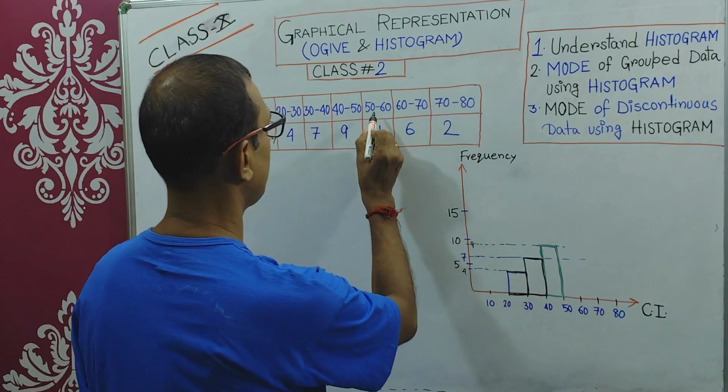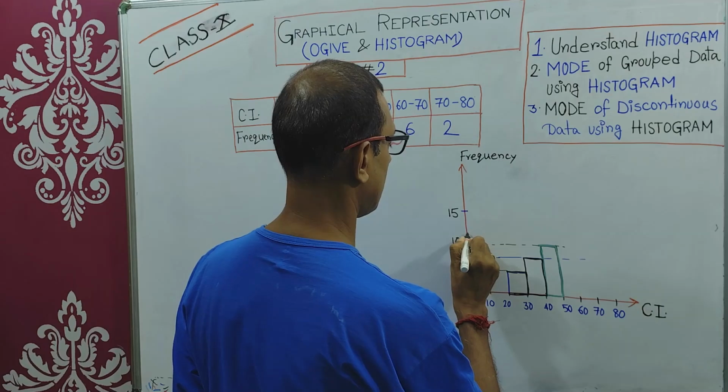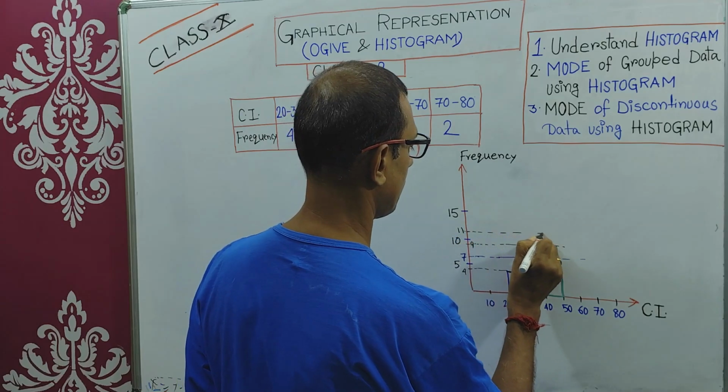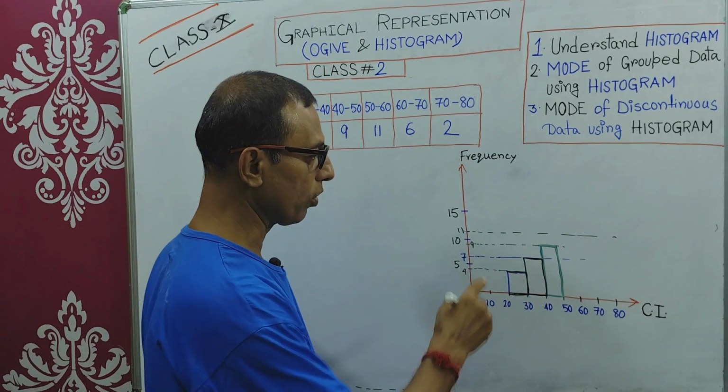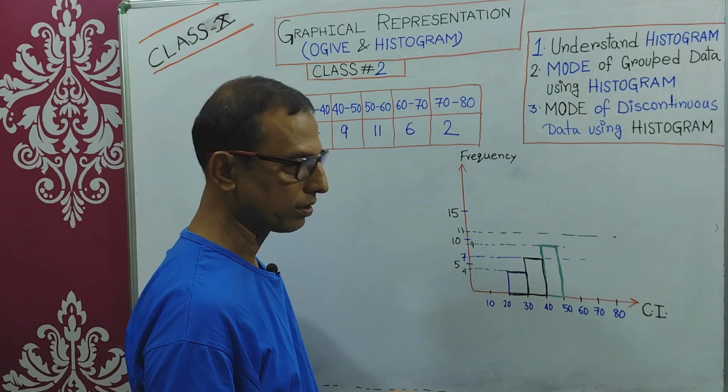Then 50 to 60 it is 11. Let's say this one is 11. Actually, we will plot all these things in a graph. Here, I am just doing an eye estimation to make you understand.